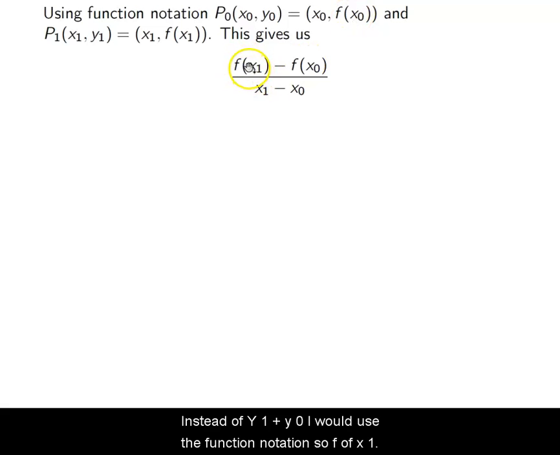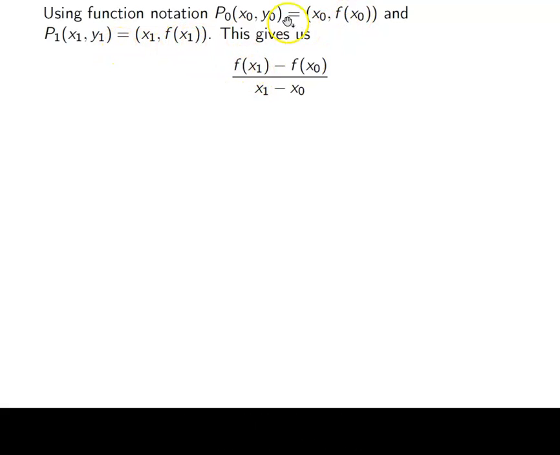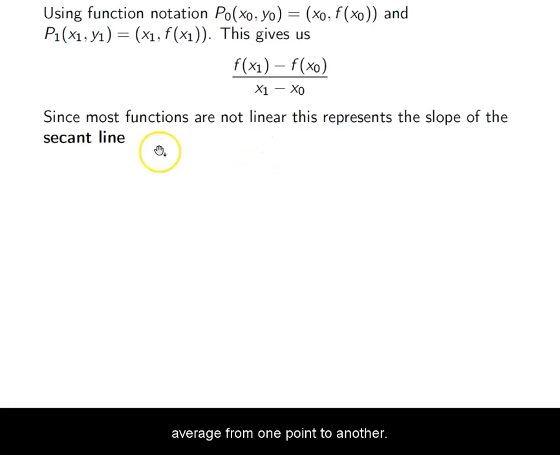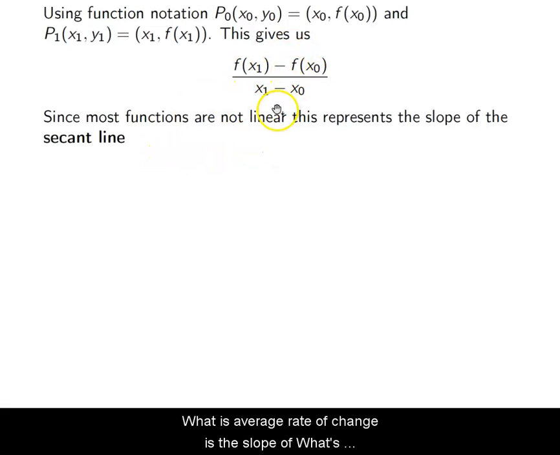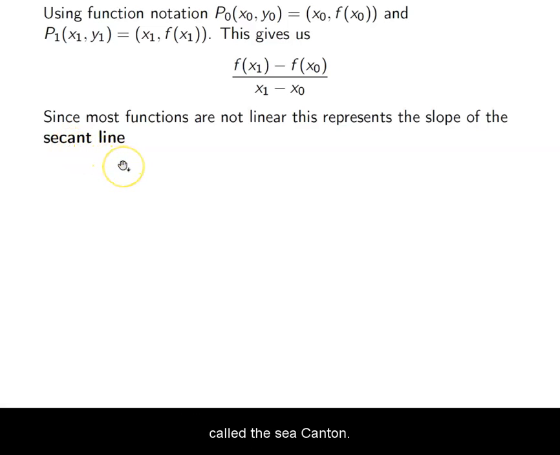So f of x1 for my y1, and f of x0 for my y0. So this becomes my slope when I'm dealing with a function. Remember that a function is not always linear. A function is generally a curve. So this allows us to find the rate of change on average from one point to another. This average rate of change is the slope of what's called the secant line.